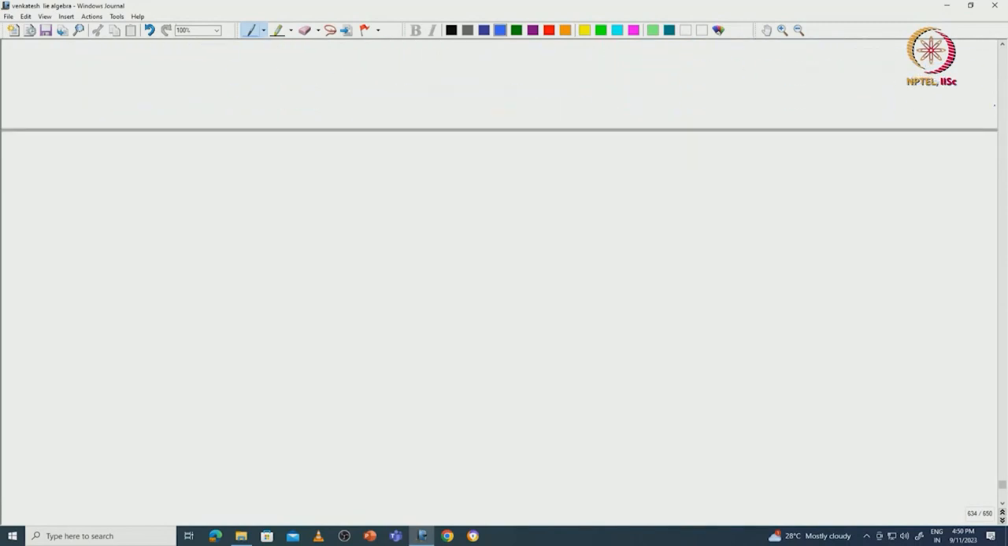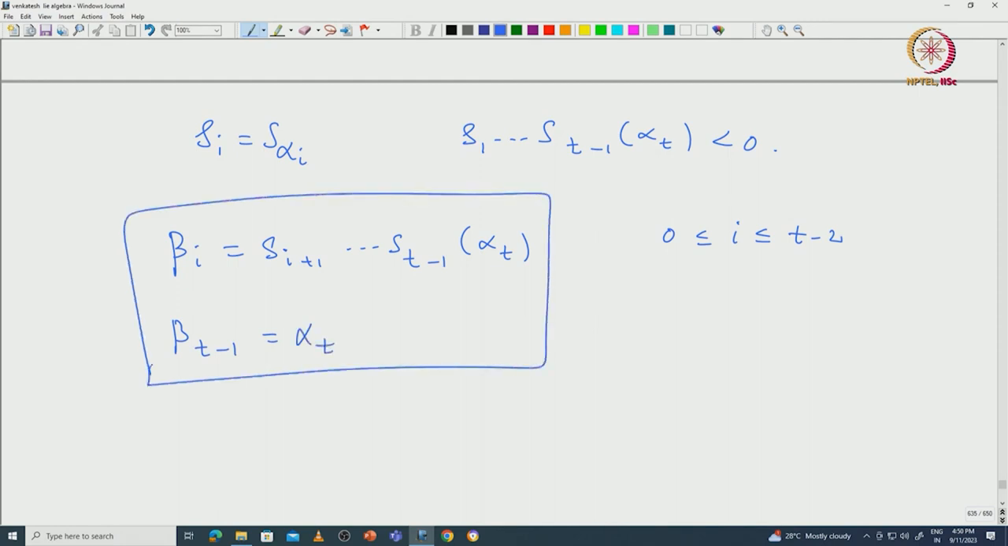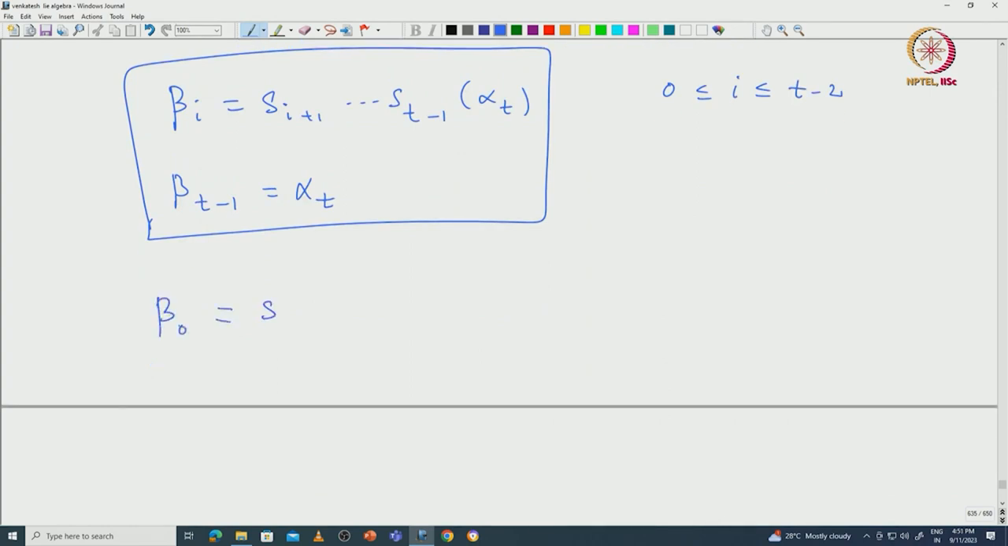So, how to prove this? All we have is that alpha_1 etcetera alpha_t are all simple roots, not necessarily distinct roots. We have also set s_i to be s_{alpha_i}. What is given is that s_1 etcetera s_{t-1} applied on alpha_t is negative. So, what do we do? We take beta_i, which by definition is s_{i+1} etcetera s_{t-1} applied on alpha_t, and this is defined for i from 0 to t-2. Note that beta_{t-1} by definition is just alpha_t. This is the convention that we make. Now you can see that beta_0 is s_1 etcetera s_{t-1} applied on alpha_t, which is negative.